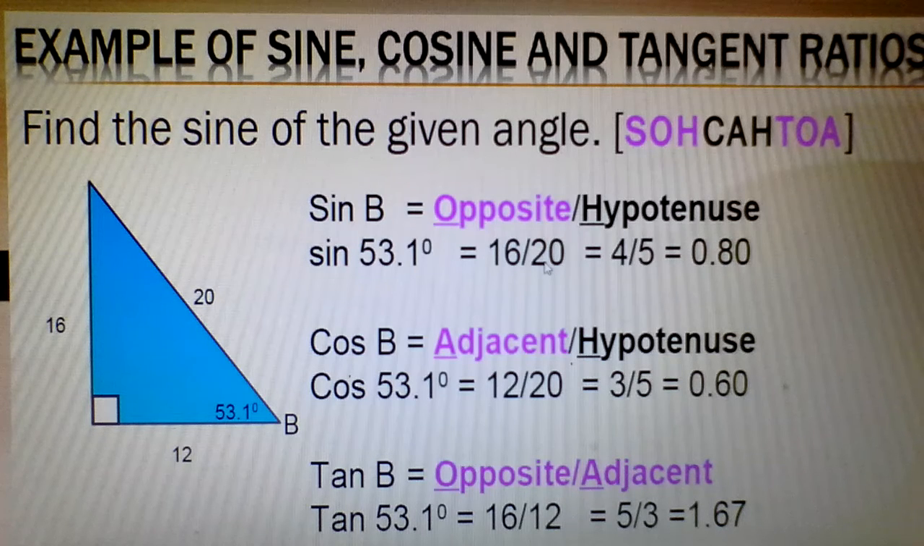So this is the fraction that you get. If you can write it in the simplest form, so you write in the simplest form. Like 16 divided by 20 becomes 4/5. Or you can just use a calculator to calculate, so you get the final answer in decimal number.